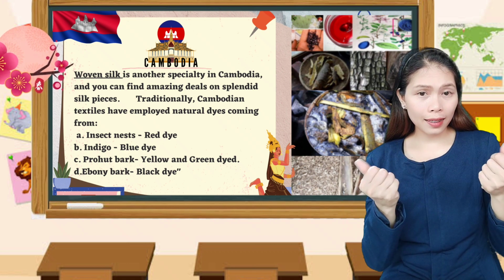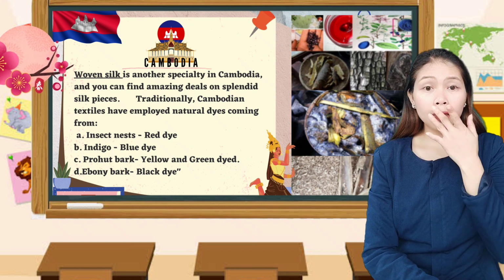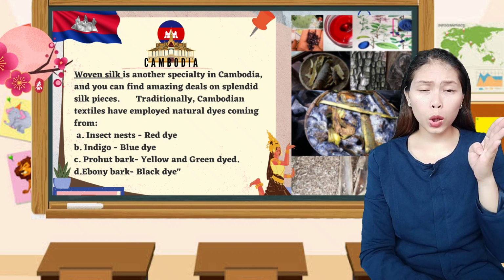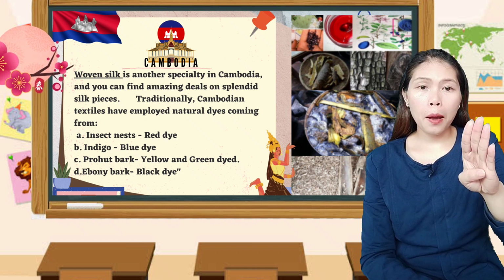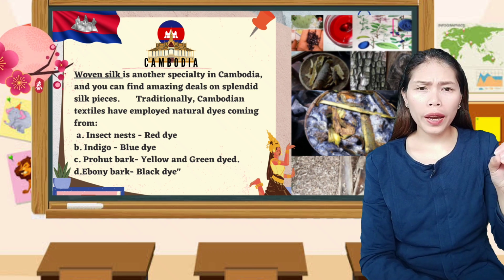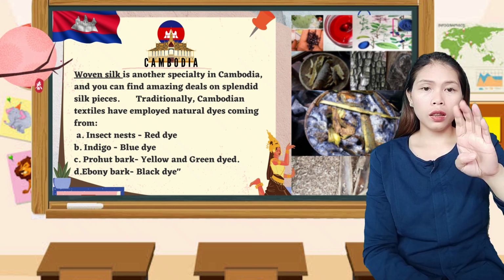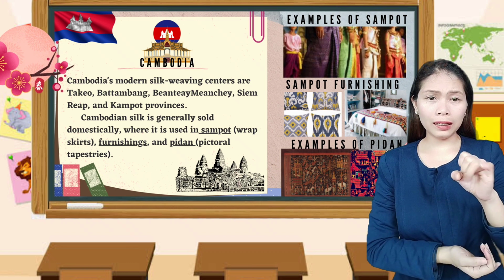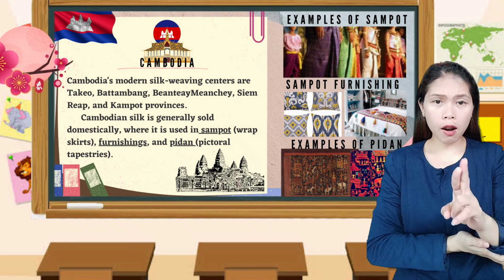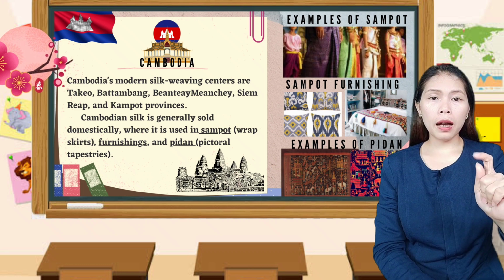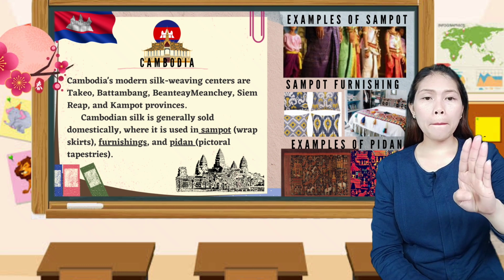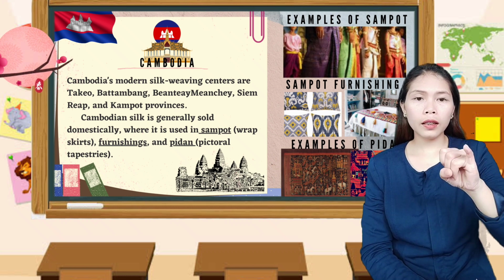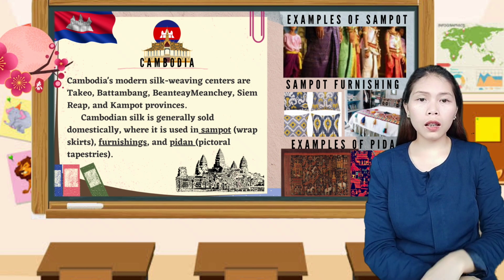Traditionally, Cambodian textiles have employed natural dyes coming from insect nest for red dye, indigo for blue dye, prohut bark for yellow and green dye, and ebony bark for black dye. Cambodia's modern silk weaving centers are Takeo, Battambang, Banteay Meanchey, Siem Reap, and Kampot provinces.